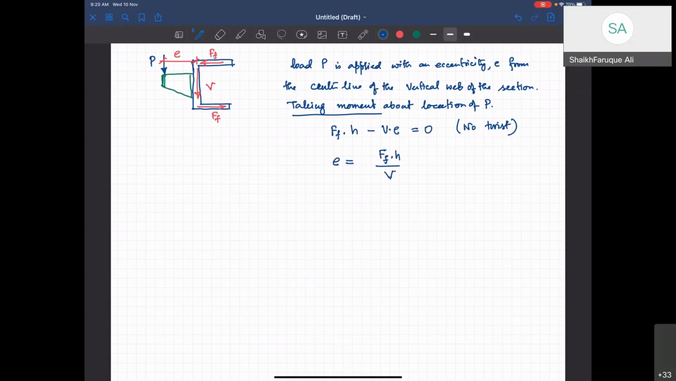Now we know for this problem V equal to P, right? So you can write that E is equal to FF into H by P. So that's your shear center. E is the distance to the shear center.